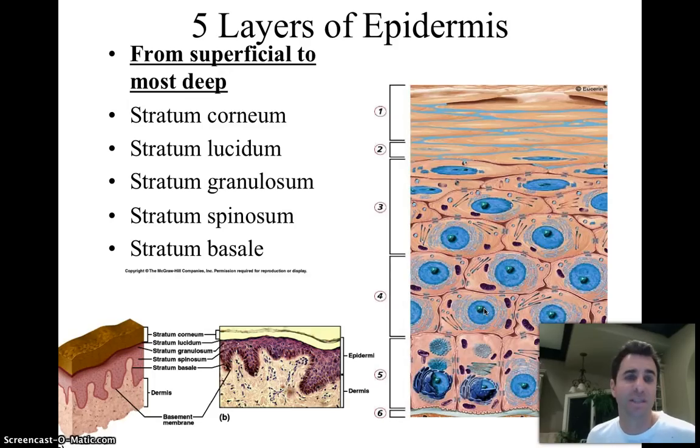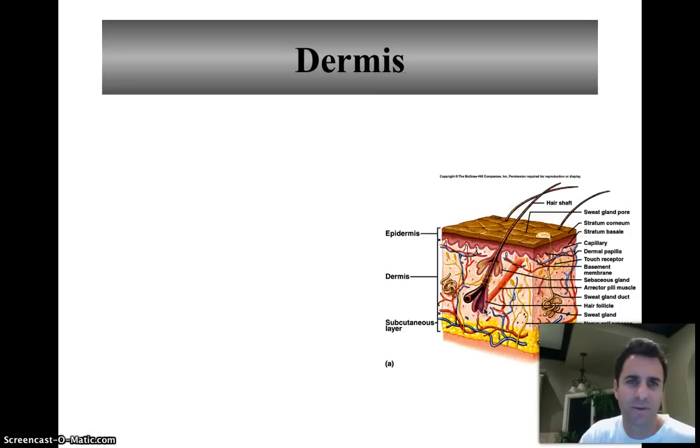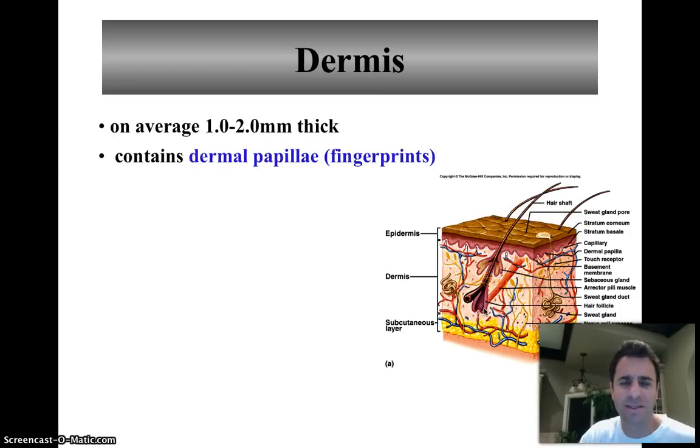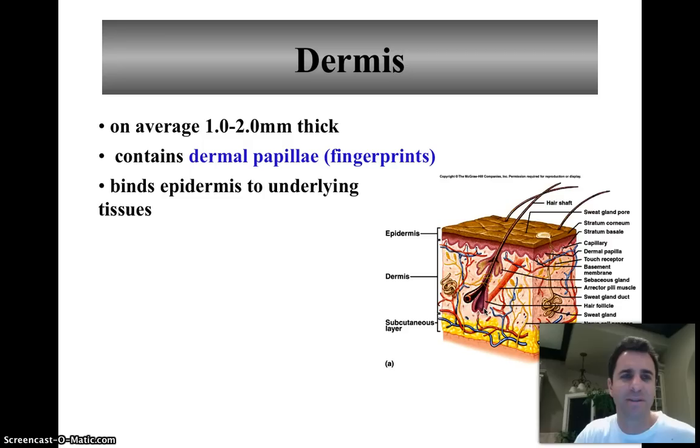And yes, you do need to know these in order for the epidermis, of course. The dermis, the one in the middle, is on average 1 to 2 millimeters thick. And here is the cause of our fingerprints. The dermis is what causes these slight protrusions and depressions in your finger that cause your fingerprints. It's from the dermis, not actually the epidermis.